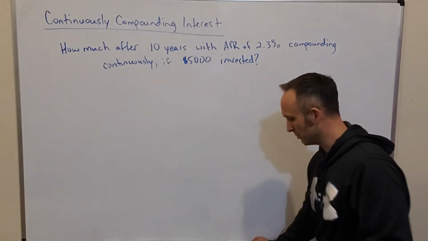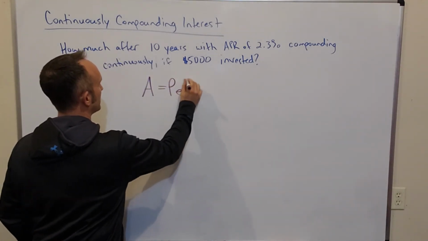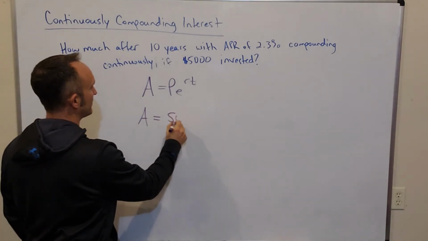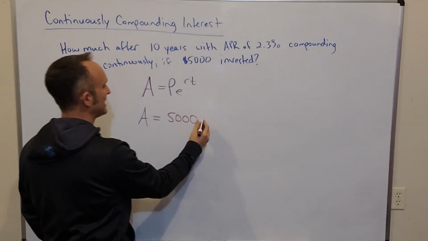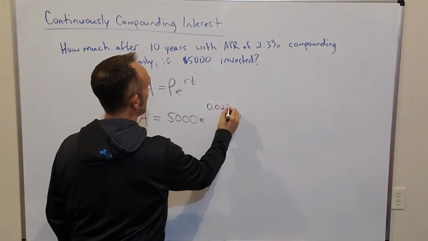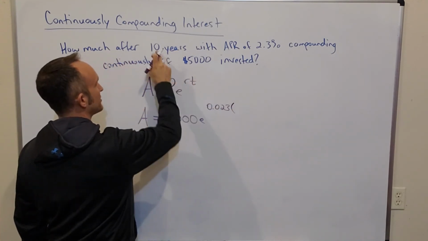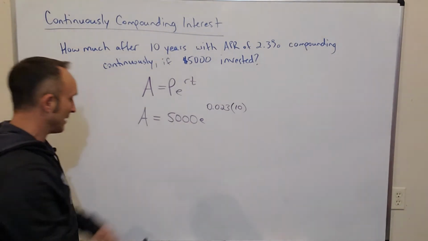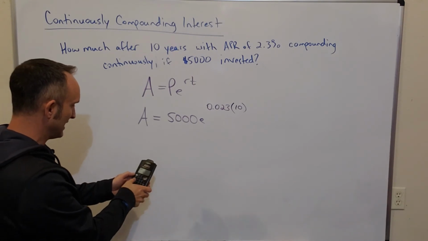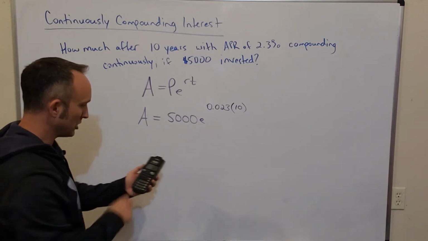Okay, so it's very simple. We need to know our principal. The formula is A equals Pert. So A is what we're looking for. The principal is $5,000 times e to the power of r, which is 0.023, 2.3% as a decimal, times the number of years, 10. And then you just type that into your calculator. I'm typing it all at once: 5,000 times e to the power of 0.023 times 10. Let me show you what that looks like on this calculator.